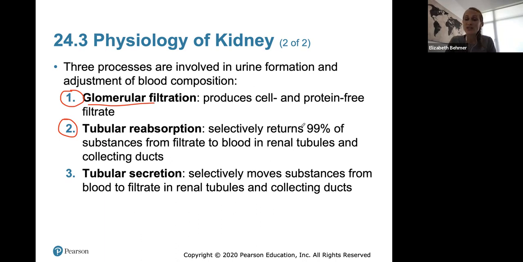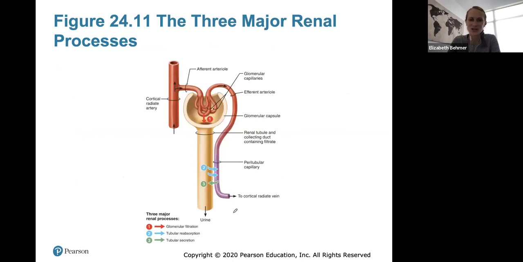Tubular reabsorption. So about 99% of substances from the filtrate get returned back to the blood. And then tubular secretion selectively moves some substances from the blood to the filtrate in the renal tubules and the collecting ducts to create that concentrated urine. So these are the 3 main simple processes of urine formation.